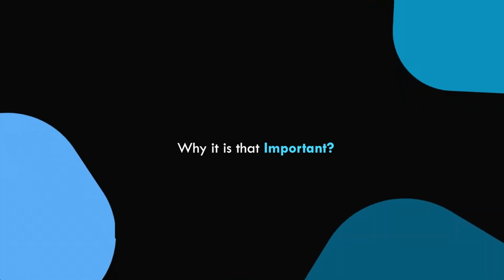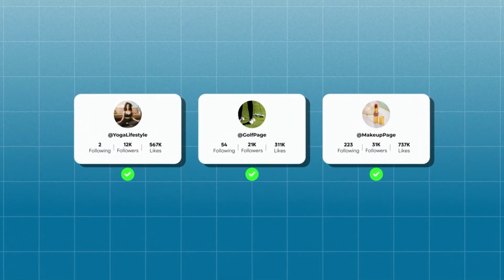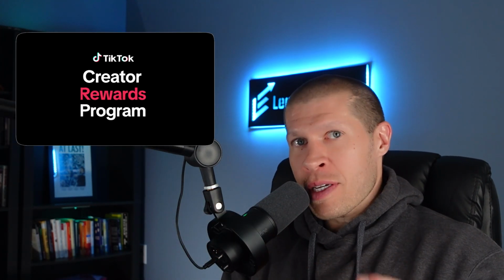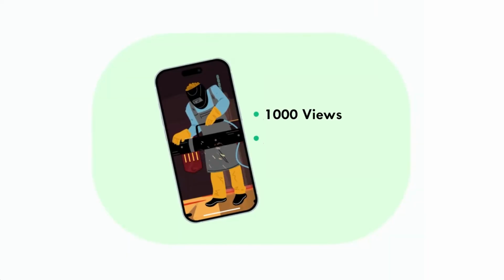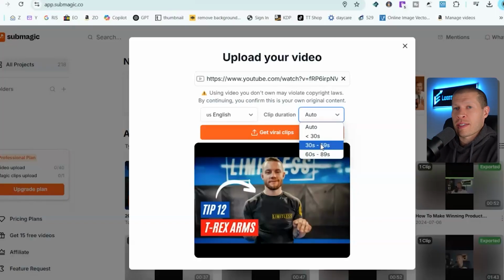And why is that important? Because if you decide to switch your page or even grow a page solely for creator rewards, every single video that's monetizable has to get 1,000 views and also be over 60 seconds, right? So anything under that is not going to be monetizable, even if it gets 1,000,000 views. And so you want all your videos at that point to be over 60 seconds. That's why I love this feature. It is perfect for creator rewards on TikTok as well.